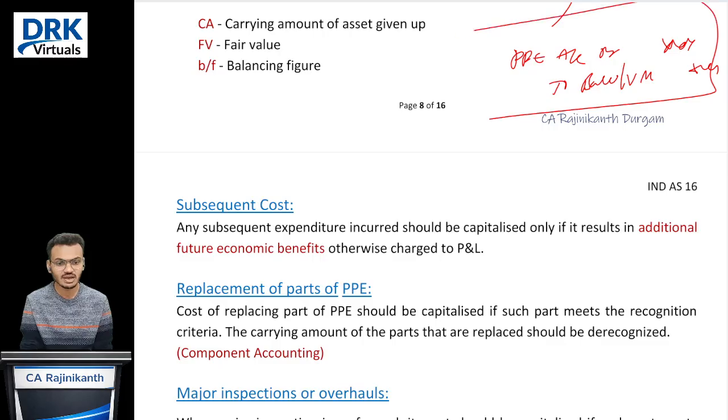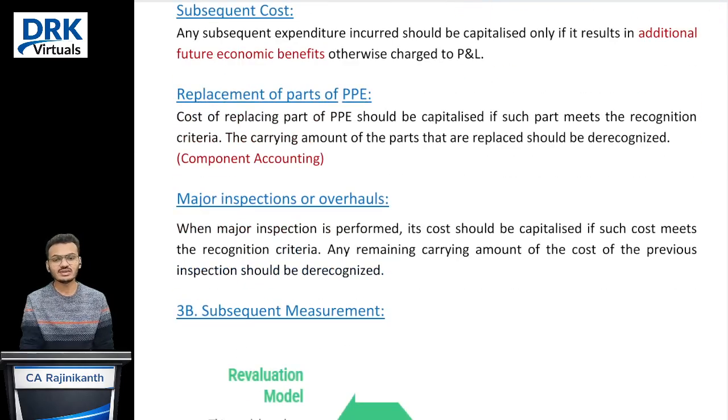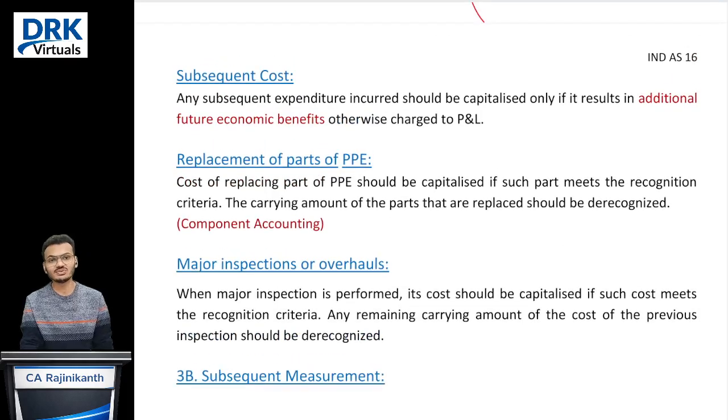So till now we have discussed only initial recognition. Beyond that, we have not discussed anything, correct? Suppose we incur any cost subsequent to the initial recognition. That cost is also eligible for capitalization only if it results in additional future economic benefits. Otherwise, it is charged to profit and loss account.